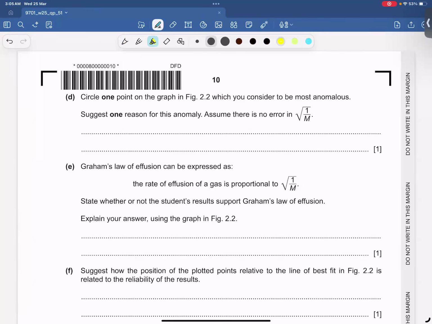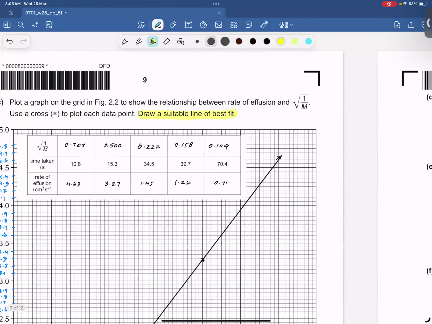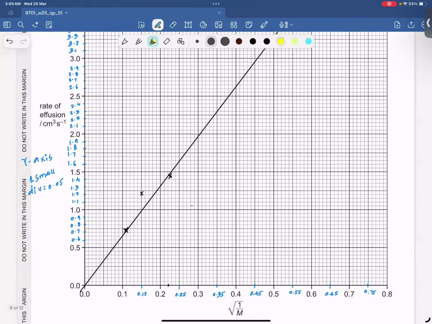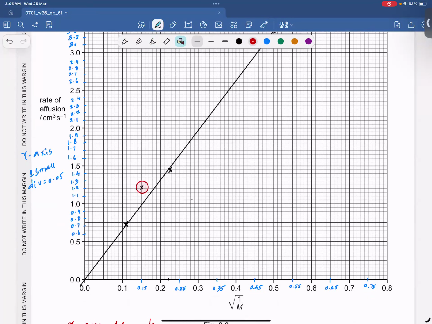Circle one point on the graph in figure 2.2 which you consider to be most anomalous. Suggest one reason for this anomaly. Assume there is no error in this calculation. Okay. So one point of the graph is the anomalous point, because it is the farthest from the line of best fit. Anomalous point. Okay.